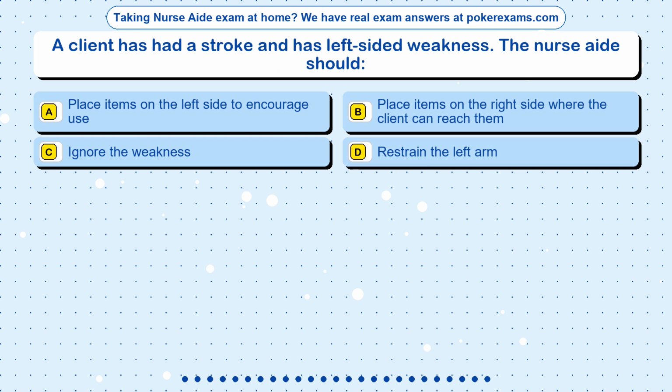Question 4. A client has had a stroke and has left-sided weakness. The nurse aide should: Option A. Place items on the left side to encourage use. Option B. Place items on the right side where the client can reach them. Option C. Ignore the weakness. Option D. Restrain the left arm.